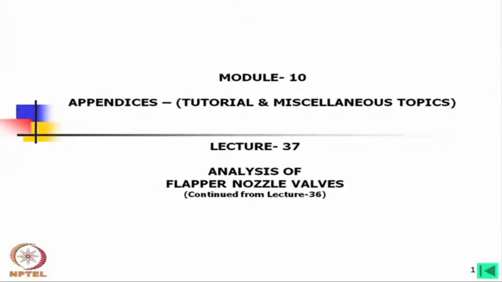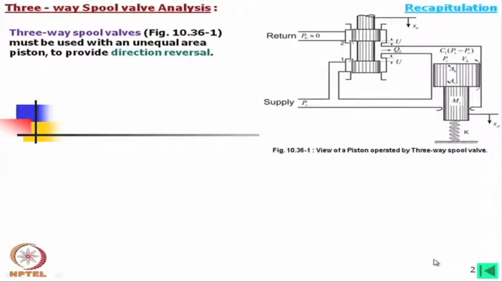Welcome to today's lecture, Analysis of Flapper Nozzle Valves. This is a continuation of our previous lecture, which was on the three-way spool valve as well as an introduction to the flapper nozzle valve. Now, if we recapitulate, then three-way spool valves are used with unequal area pistons to provide direction reversal.